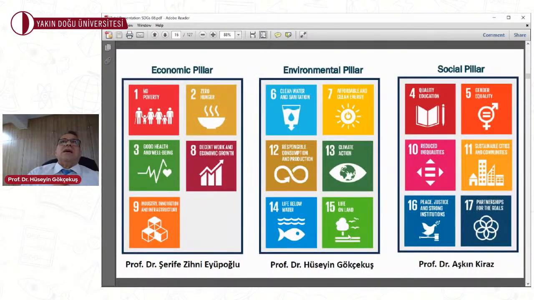As you see, it's arranged as 3 parts, 3 pillars: economic, environmental, and social pillars. The first one, the environmental pillar, will be explained by myself, and the economic pillar will be explained by Professor Dr. Şerife Zihni Eyüpoğlu, and the social pillar will be talked about by Professor Dr. Aşkın Kiraz.